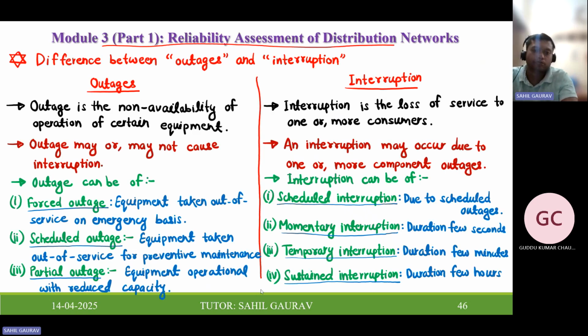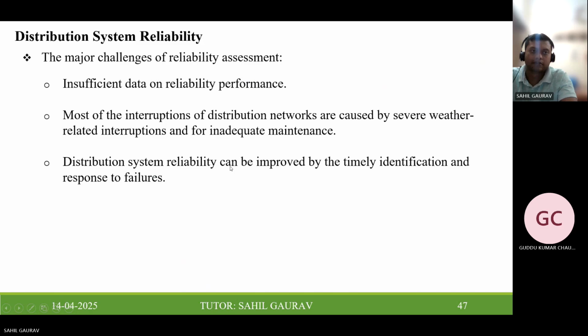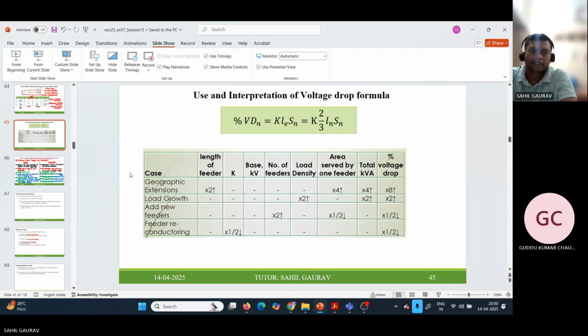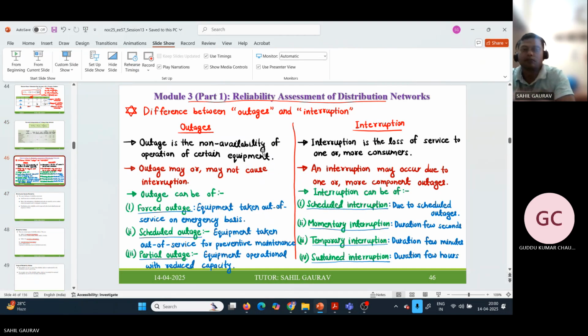So let us see the big 4 assignment. Then we will see the big 5, that is the reliability part.